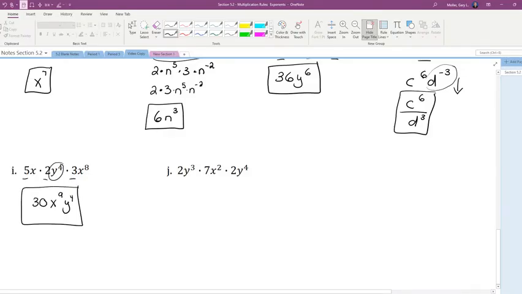All right, last problem. Looks like I have 2 sets of y's, only 1 set of x. 2 times 2 is 4. 4 times 7 is 28. x's, I've got only 1 set. I want to do it alphabetically, so those come first. And then I've got my y cubed and my y to the 4th, which makes y to the 4 plus 3, which is 7.